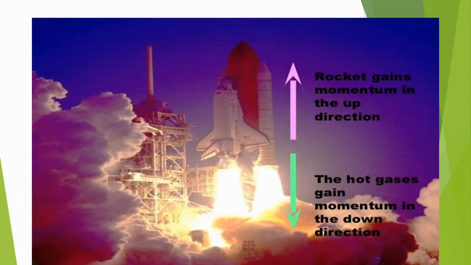Another application for conservation of momentum is a rocket launch. The rocket gains momentum in the up direction, and on the other hand, the hot gases gain momentum in the downward direction. Just like our example a while ago when two skaters push each other.